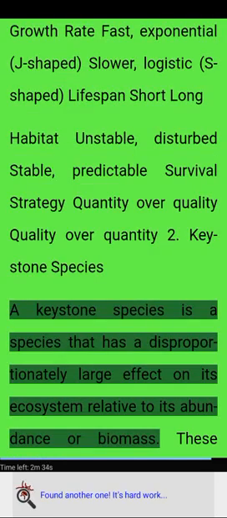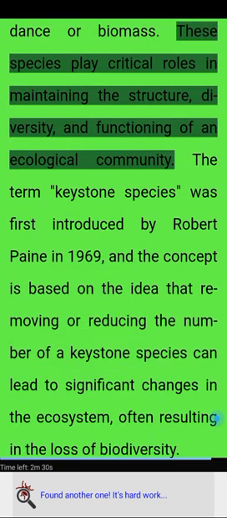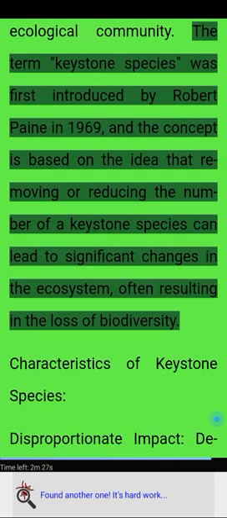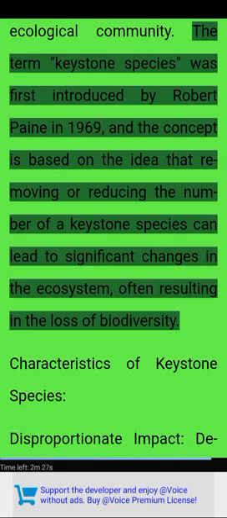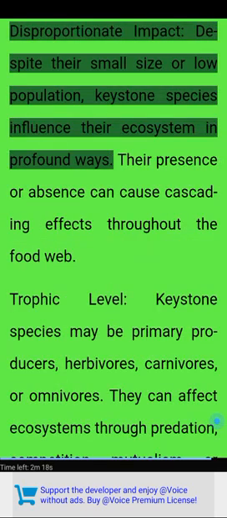2. Keystone species. A keystone species is a species that has a disproportionately large effect on its ecosystem relative to its abundance or biomass. These species play critical roles in maintaining the structure, diversity, and functioning of an ecological community. The term keystone species was first introduced by Robert Paine in 1969, and the concept is based on the idea that removing or reducing the number of a keystone species can lead to significant changes in the ecosystem, often resulting in the loss of biodiversity. Characteristics of keystone species.